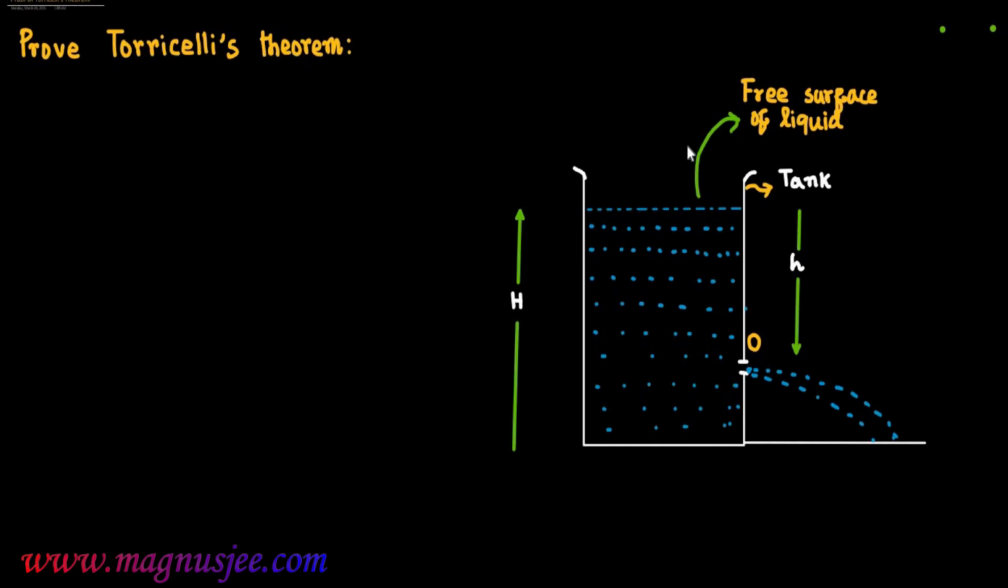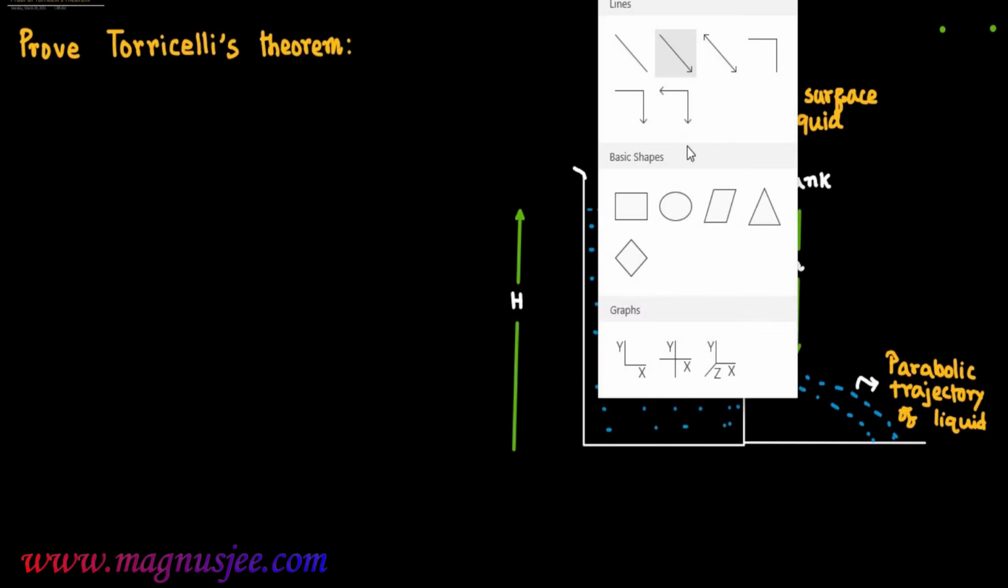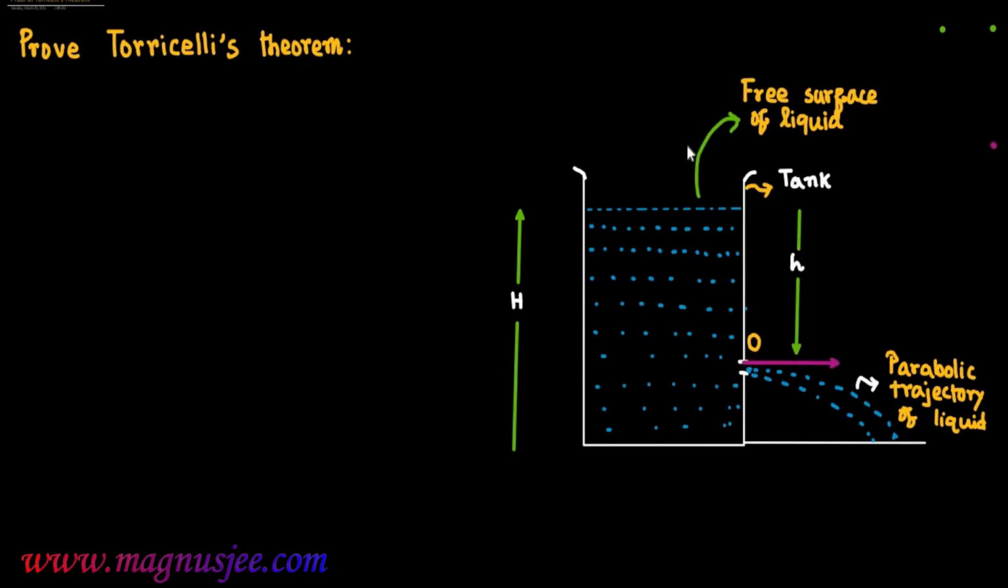Liquid coming out through the orifice will describe this type of parabolic trajectory. And we can denote by v the velocity of efflux, that is, the velocity with which liquid flows out of the orifice, the narrow hole.